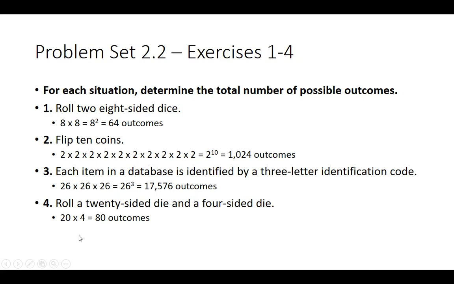In number 4, we're rolling a 20-sided die and a 4-sided die. That's 20 possibilities for the first, 4 possibilities for the second, a total of 20 times 4, or 80 outcomes.